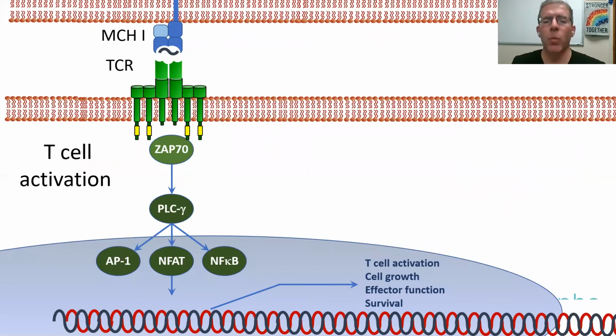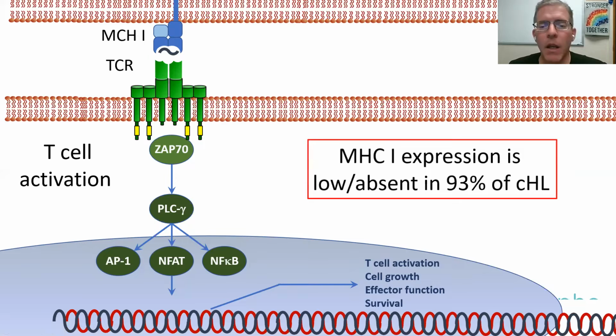The other thing to know is what are the mechanisms by which Hodgkin lymphoma cells resist the immune response. So here is a T cell, and we know that T cells are activated by the T cell receptor interacting with a foreign peptide that is presented by MHC class 1, and it signals through ZAP70, etc. And that results in T cell activation, cell growth, effector function, and survival. Well, one is MHC class 1 expression is low or absent in 93% of classic Hodgkin lymphoma.